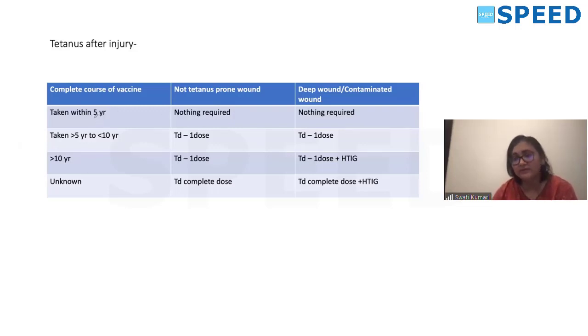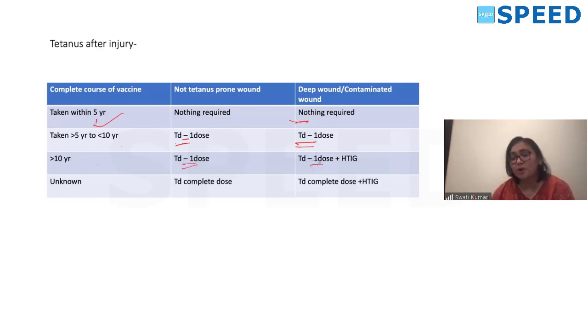So if he has taken within 5 years, okay, and it's not a tetanus-prone condition, not a penetrating injury, nothing is required. Even if it's a little deeper, nothing is required if he has completed within 5 years. If it's taken more than 5 years ago but within 10 years, 1 dose of tetanus toxoid is required, in both conditions, whether it's a non-tetanus-prone wound or a deep wound. If more than 10 years, 1 dose of tetanus toxoid is needed.